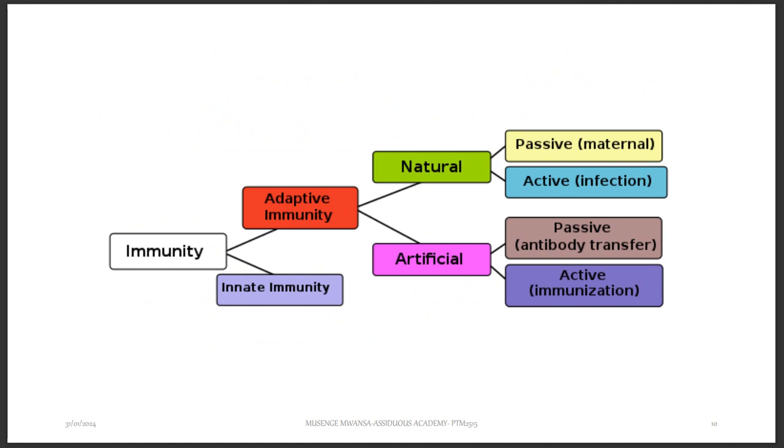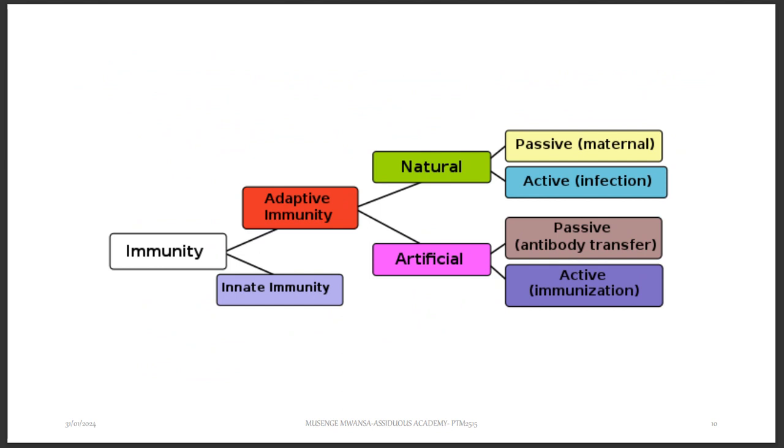Now, everything that you hear of natural, it means that it is happening by itself without any assistance from a man. Artificial means that a man is involved in making. Please understand that natural, it is all about God. Artificial, it is about man. Now, both the natural and artificial can either be passive or active.